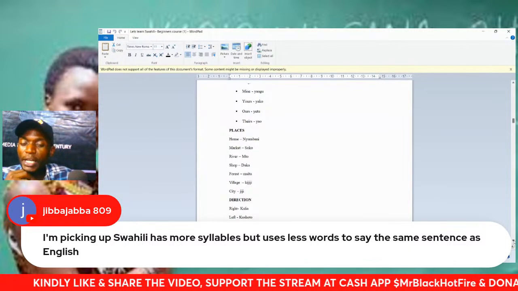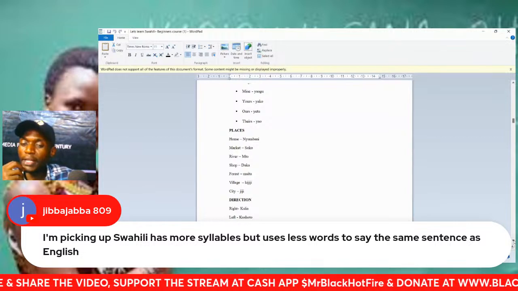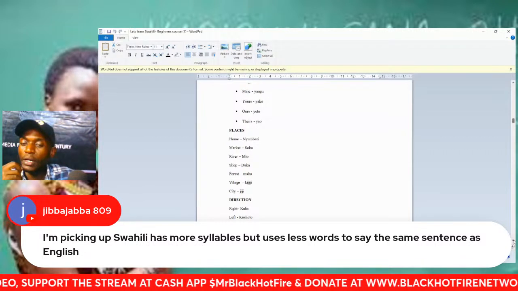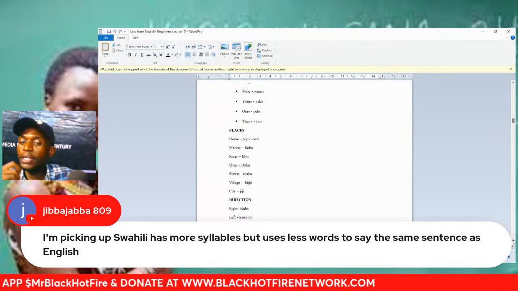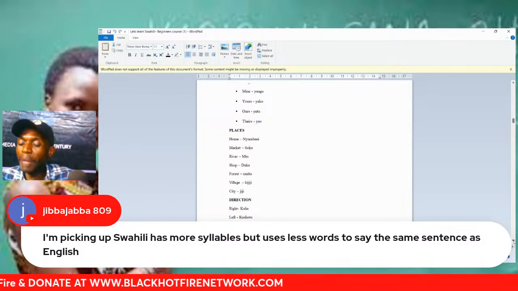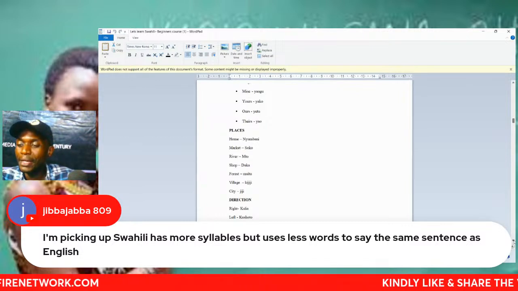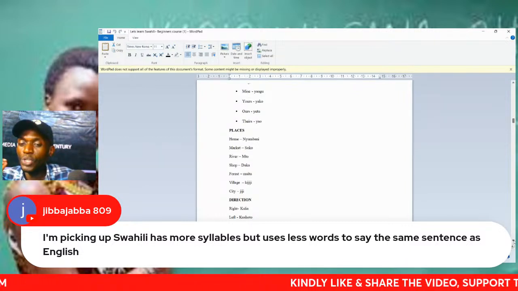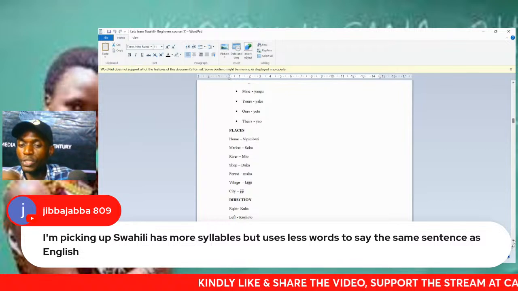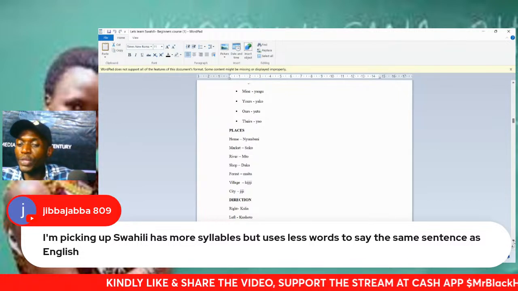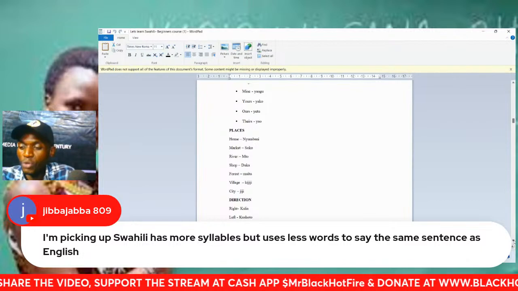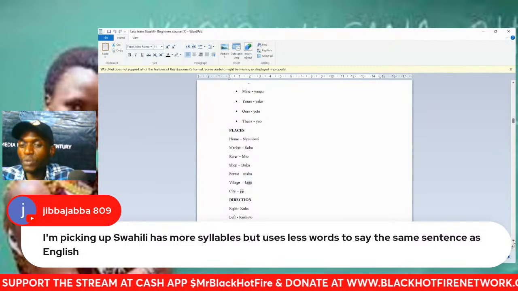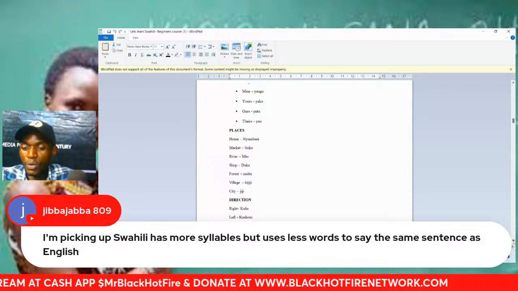When we get into starting to learn the nouns, the names of places, the names of people, we shall realize that when you're talking about names of places, you have to add the syllable ni, which shows that you are talking about a particular place or within that particular place. Like nyumba is a house, but if you say nyumbani, you are talking about inside the house or within the compound. That is what it is.